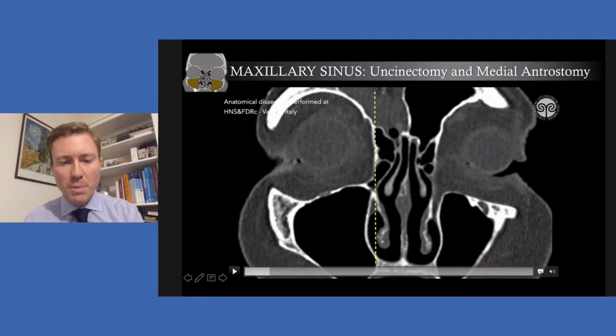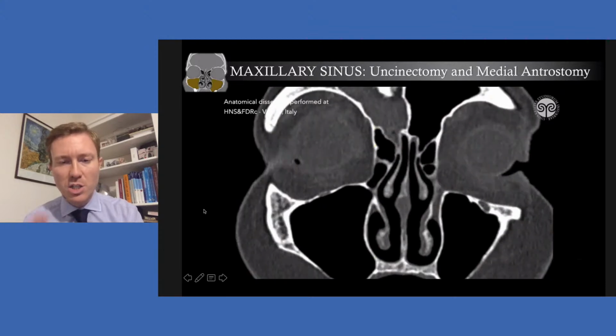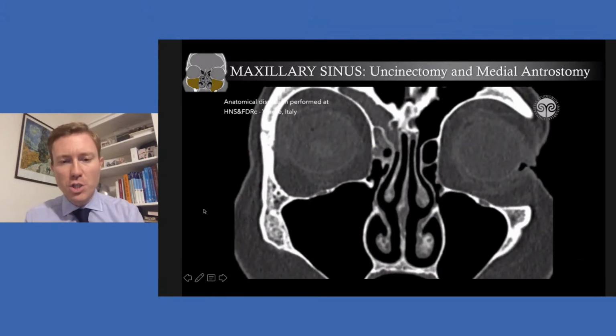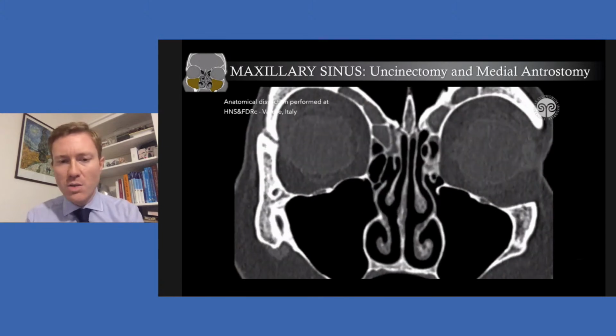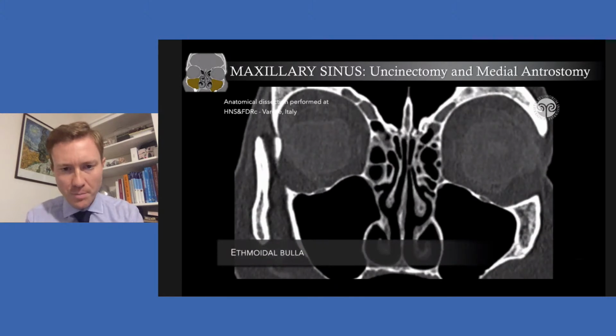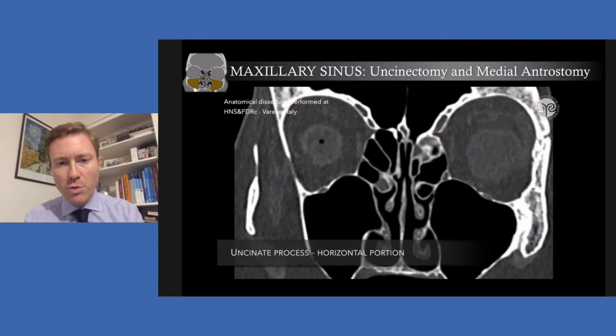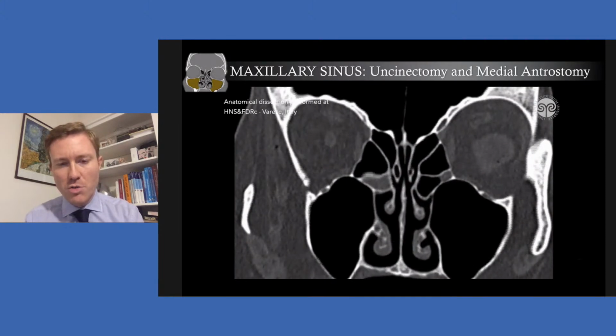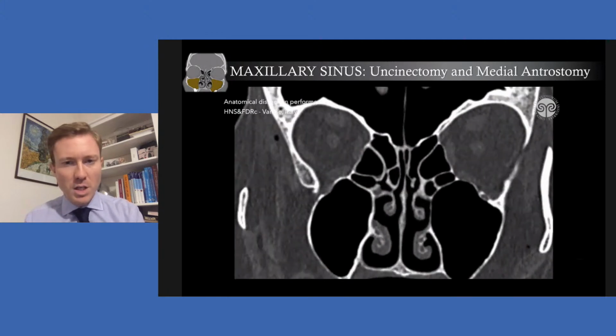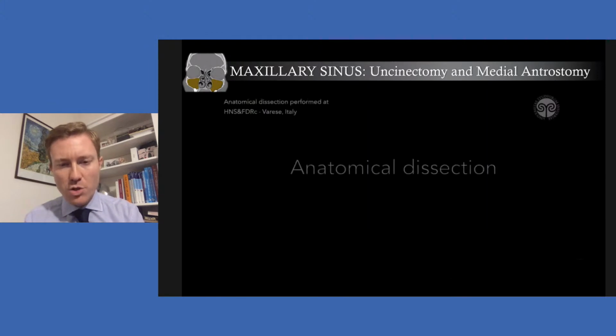So, preoperatively on the CT scan, it's quite important to check such condition, the position of the medial wall of the maxillary sinus in respect to the papyracea. After that, we have to check the position of the bulla and the horizontal portion of the uncinate process in order to plan our surgical procedure.